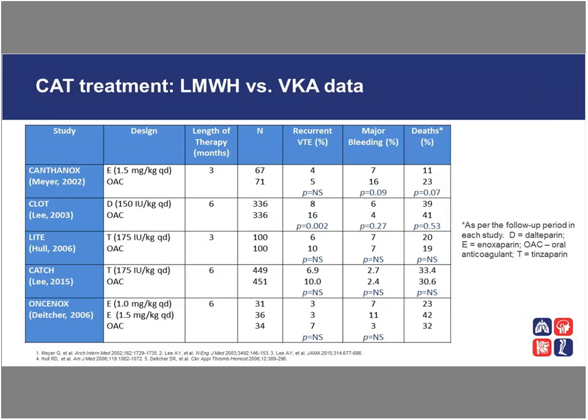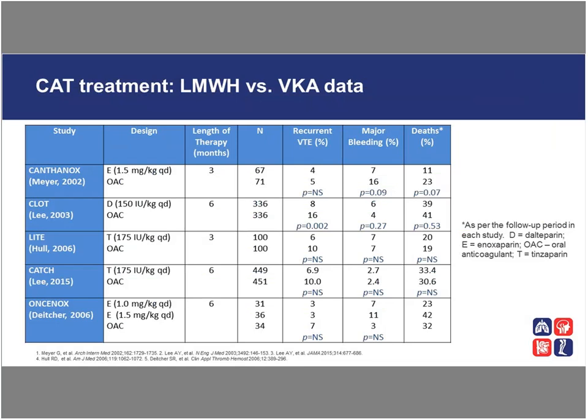And most of these recommendations are based on now older studies that compared low molecular weight heparin to vitamin K antagonists. And we note there are 5 different studies that have addressed the impact or effect of low molecular weight heparin on cancer patients with venous thromboembolism, looking at the risk of recurrence as well as major bleeding as compared to vitamin K antagonists.